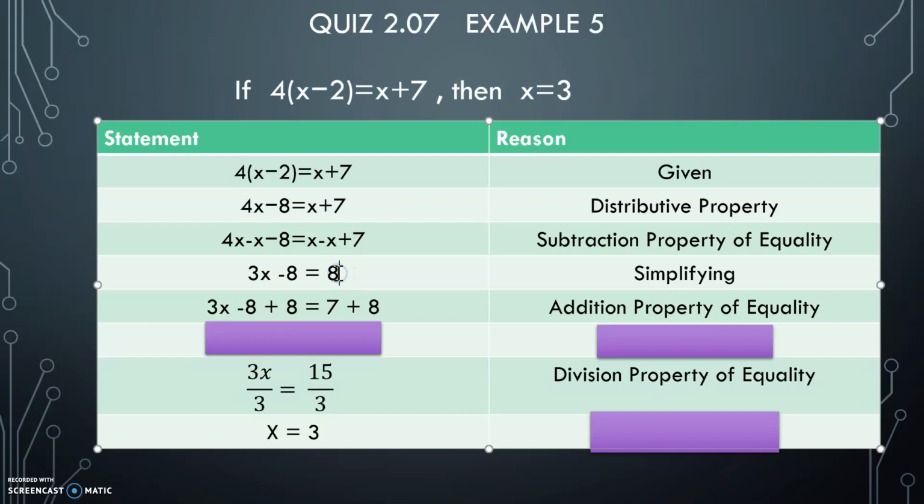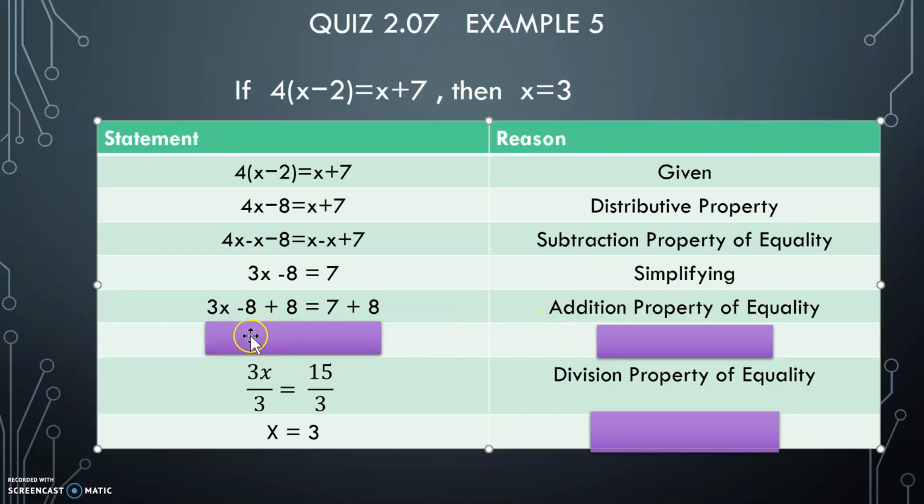Sorry, that should be 7. Equals 7. Sorry about that. That's simplifying. And then we add 8 to both sides. That's the addition property of equality.